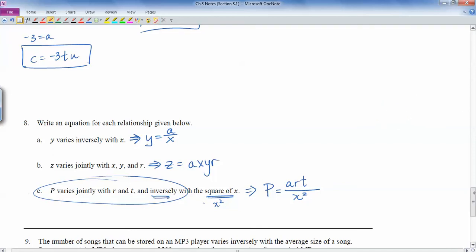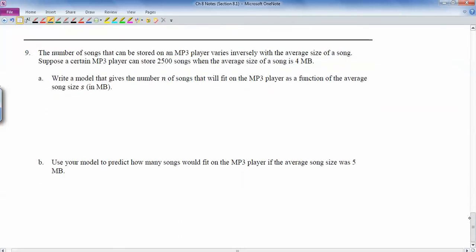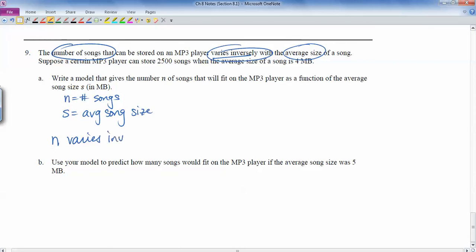So let's take a look at 9, and then that's the last problem here. First we've got: the number of songs that can be stored on an MP3 player varies inversely with the average size of a song. Okay, so N is the number of songs, and S is the average song size. We were just told that the number of songs varies inversely with average size. So N varies inversely with S, and that means N equals, since it's inverse, S goes on the bottom. N equals A over S.